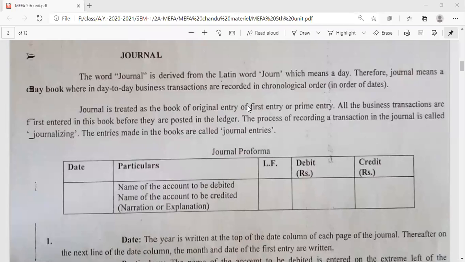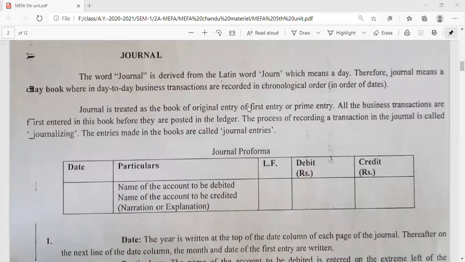So we have different types of books, right? Double entry system is one type of system. The first one is the day book, which is generally called the journal. It is also called the prime entry or first entry. So all the business transactions will be first entered into this book before they are posted in the ledger.